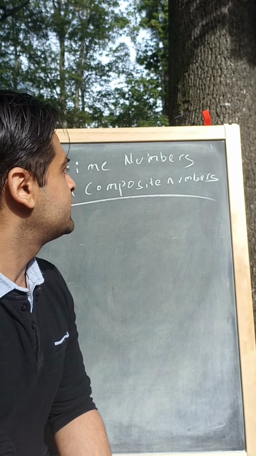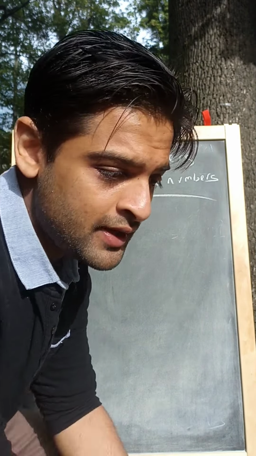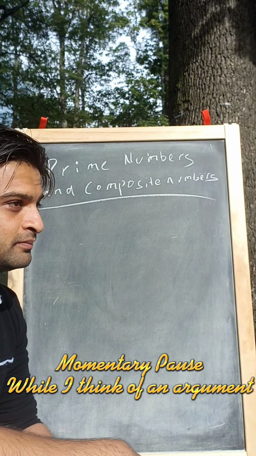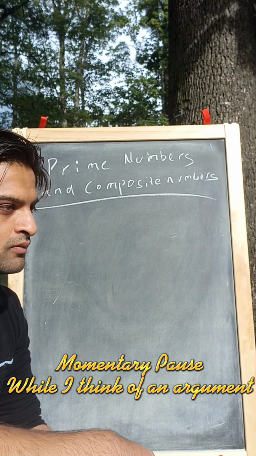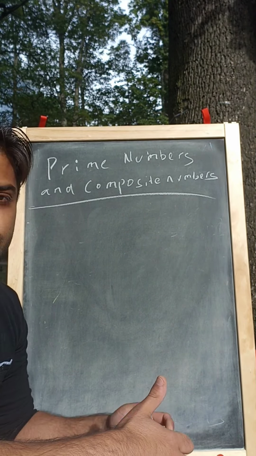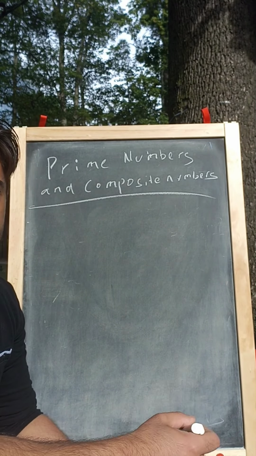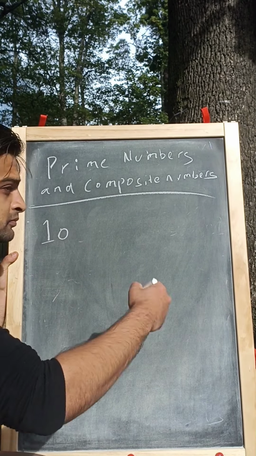Let's begin with the definition of prime numbers and composite numbers. So before we get into that, let's look at something else, prime numbers and composite numbers. So take any number that you know. Let's take, for example, 10, right?